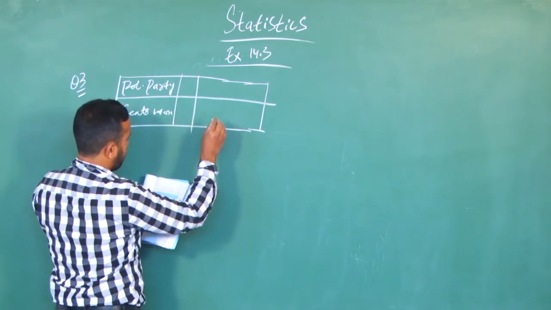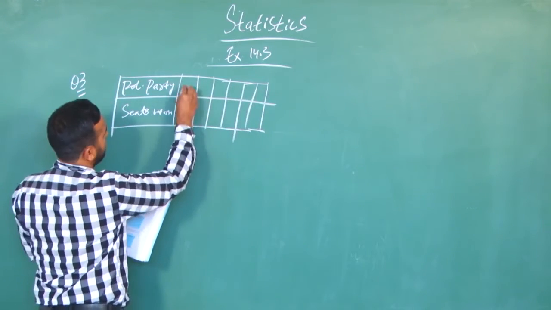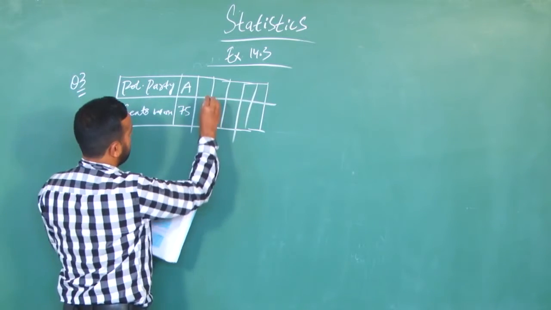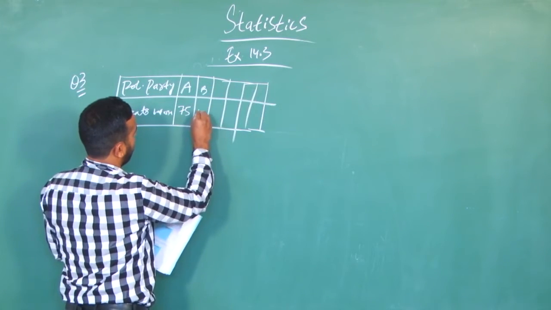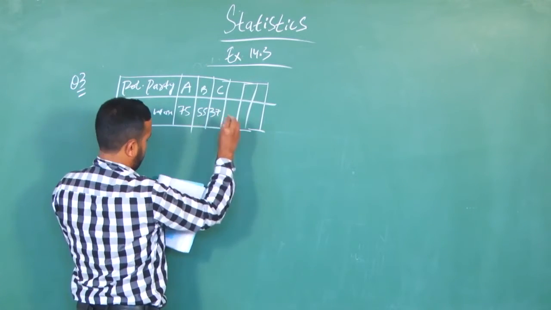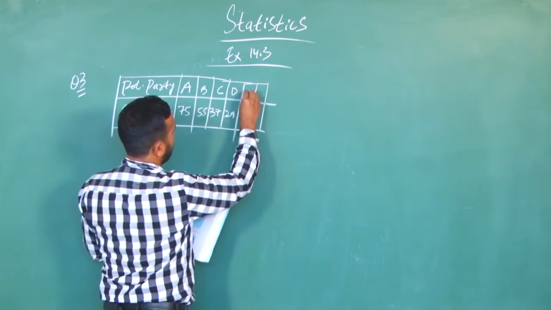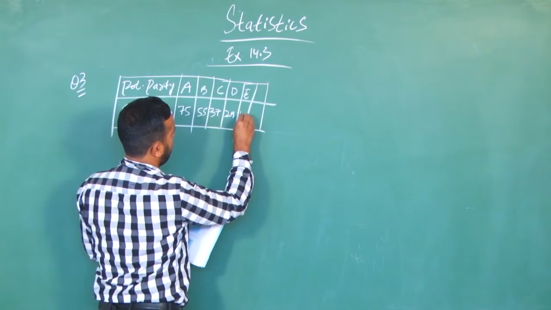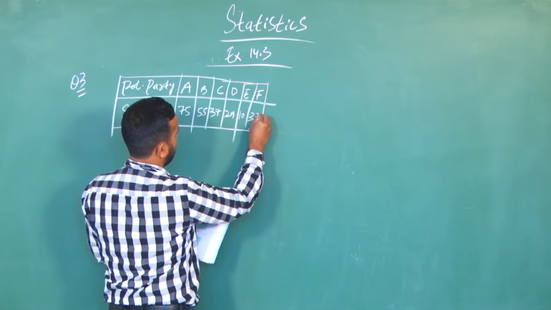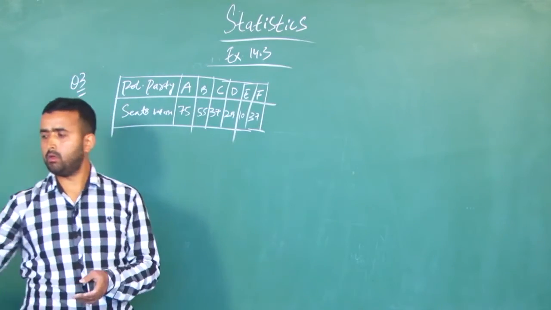Now, different parties are there. Now see, political party A has won 75 seats. Political party B, 55. For C, we have 37. For D, we have 29. For E, we have 10. And for F, that is 37. For these political parties, we have to draw the bar graph.